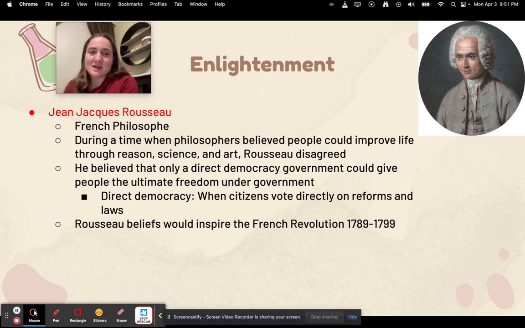Then Jean Jacques Rousseau, another French guy. During this time, when philosophers believed people could improve life through reason, science, and art, Rousseau disagreed. He believed that only direct democracy could give people the ultimate freedom under a government. Direct democracy is when citizens vote directly on reforms and laws. So instead of having a representative as the middleman, the people just vote for laws. Rousseau's beliefs would inspire the French Revolution, which happened between 1789 and 1799.